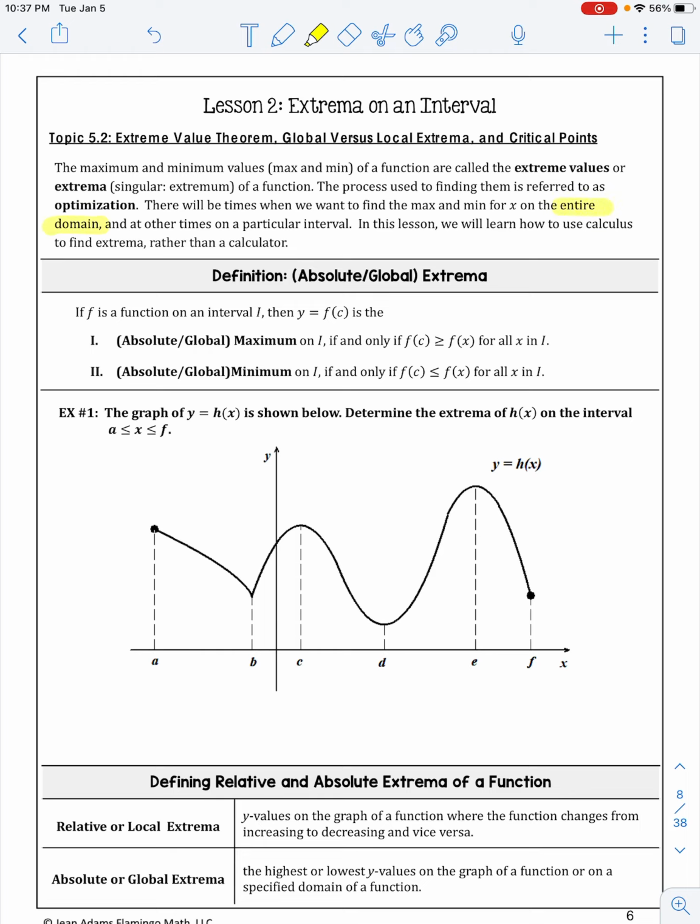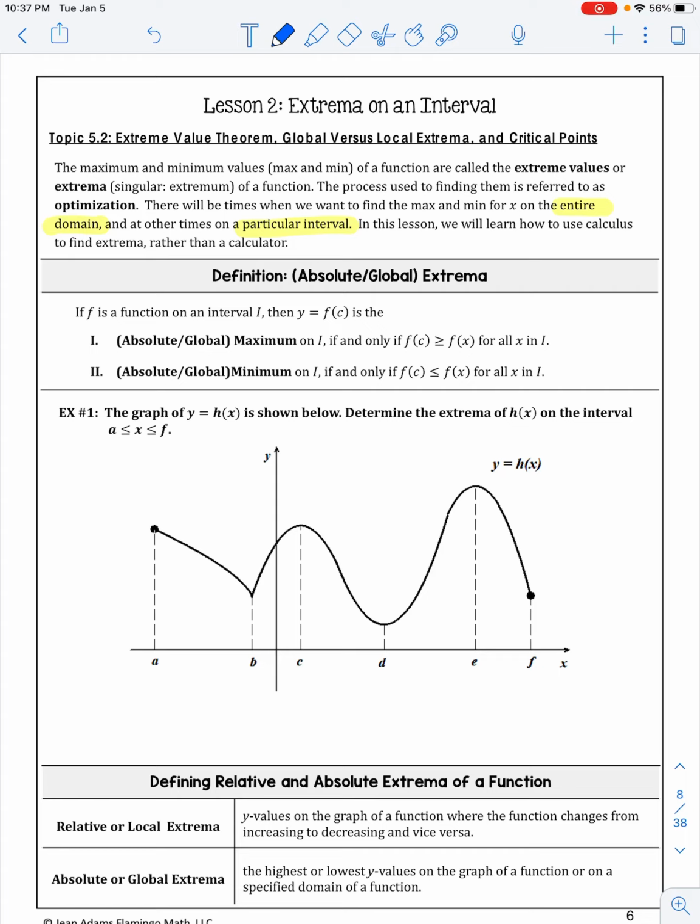Other times, it might just be on a particular interval, and that is going to be a little bit different when we're finding it on an interval. In this lesson, we're going to learn how to use calculus to find the extrema instead of a calculator. So that is our mission. So first we're going to define absolute global extrema.